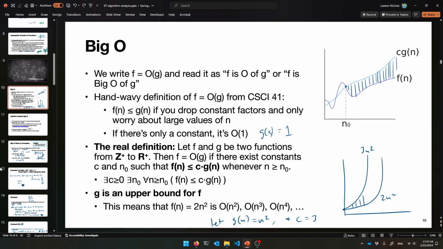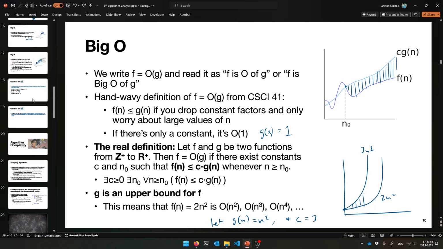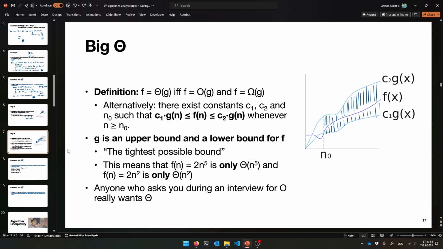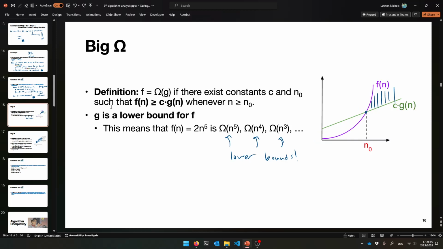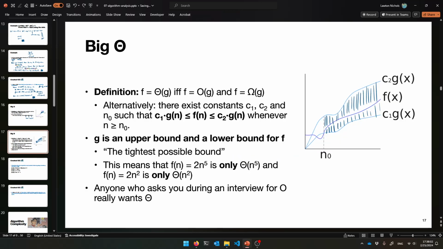Nobody cares about those. Practically, everything is big O of 2 to the n. So everybody really wants this one. This is the best one to understand. Big theta. It's kind of using big omega, so that's why we teach it too. But big theta is probably the most important one for the class.